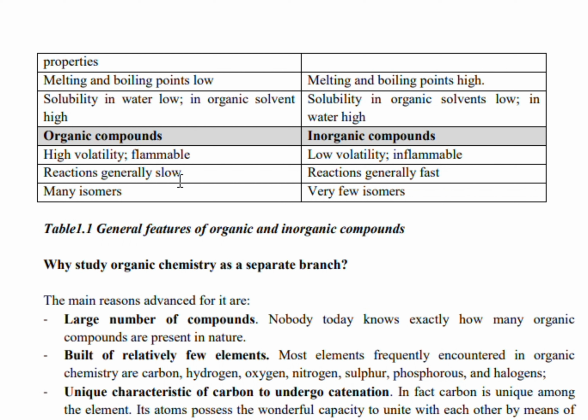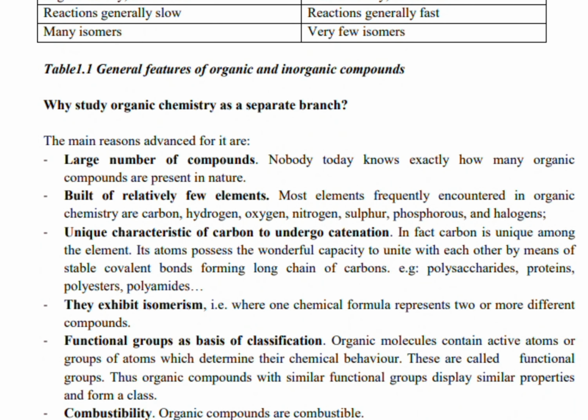So in inorganic compounds, reactions are generally slow, but in organic compounds, reactions are generally fast. In organic compounds, we have many isomers. The compound may have different isomers, but in inorganic compounds, the isomers are fewer. We will analyze each step by step.